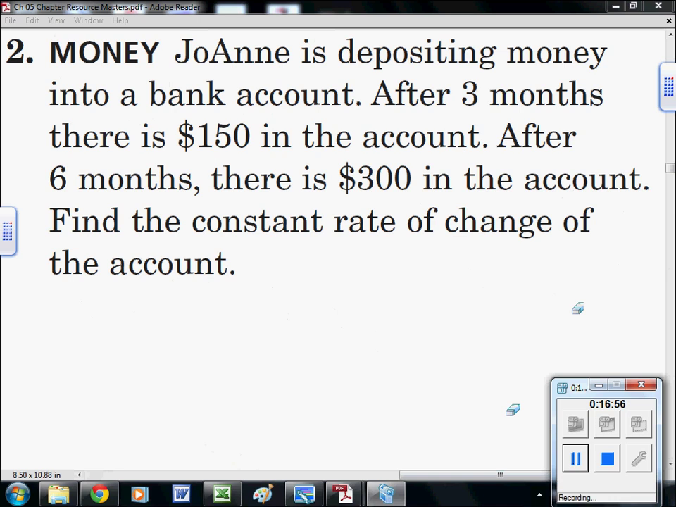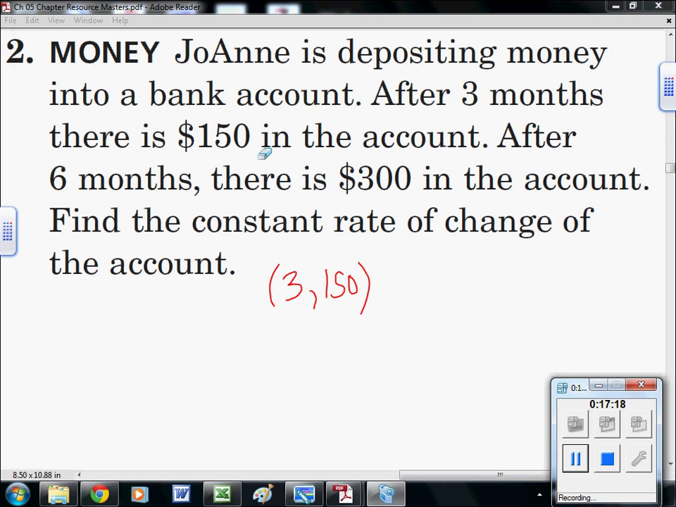All right, we'll make this our last example in finding constant rates of change. So in this example, we're talking about money. It says Joanne is depositing money into a bank account. After 3 months, there is $150 in the account. So if you wanted to think of that as an ordered pair, that could be 3 months, comma, $150. I'll leave off the money sign.